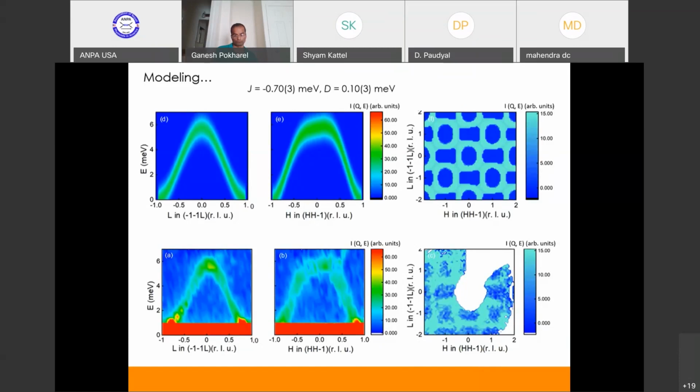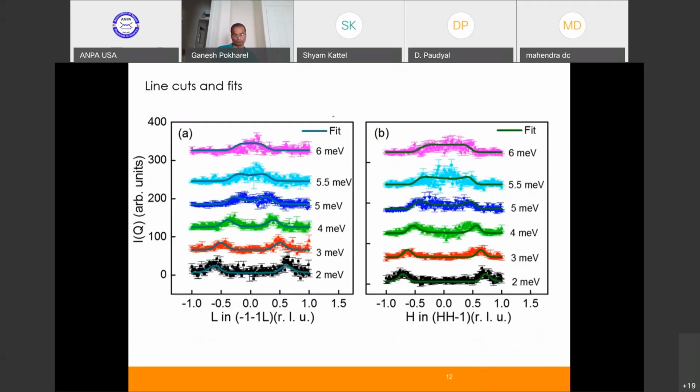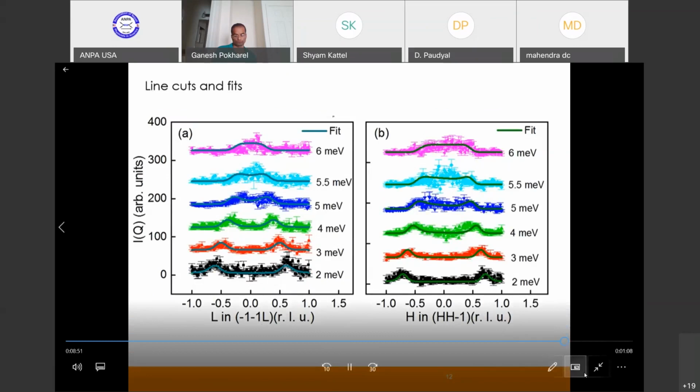Now I'm showing the line cuts and the fit of the line cuts along the high symmetry directions 001 and 110. The fitting of constant energy cuts from 2 meV to 6 meV along these two high symmetry directions also indicates that the model is completely capturing the features in this material.